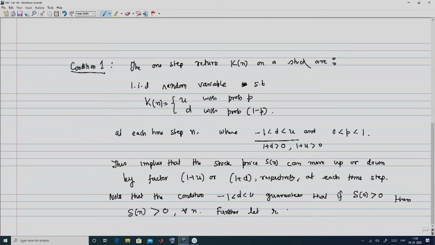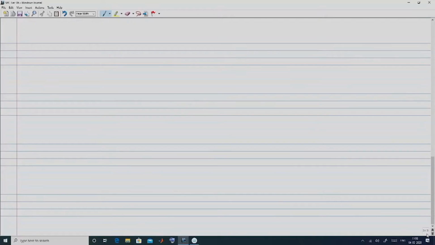Now, further, we let R be the risk free rate for a single time step. R being the risk free rate basically means that if you invest an amount of S0 in a bond today, and R is the interest rate that is prevailing for a single time period, then at the end of that time period you will receive an amount of S0 into 1 plus R.